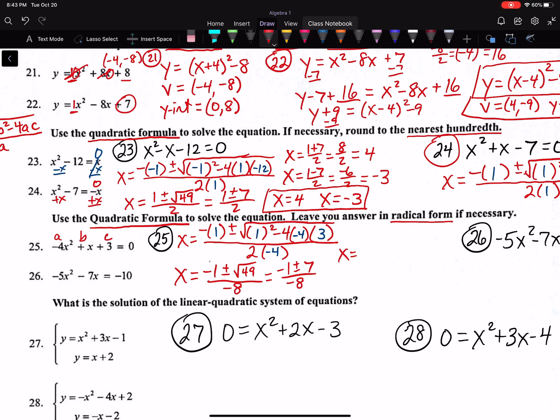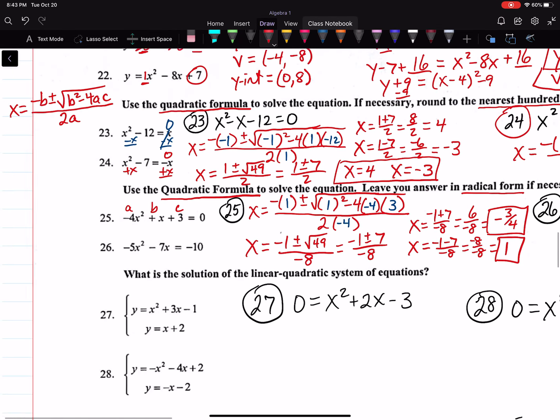So x will be negative 1 plus 7 over negative 8, which is positive 6 over negative 8, which reduces to negative 3/4. And we have negative 1 minus 7 over negative 8. Well, that's negative 8 over negative 8, which equals 1. So my answers here are negative 3/4 and positive 1 would be my two answers. Okay.